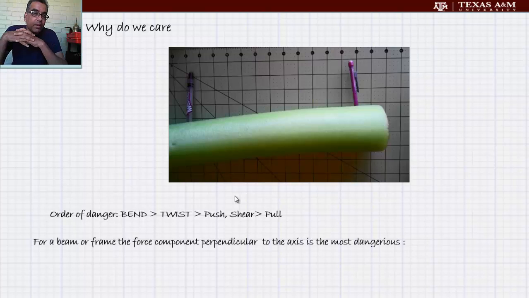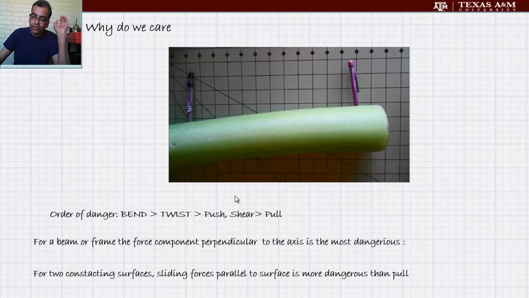For a beam or a frame, you know what a beam means, right? Bar. Frame means a collection of bars joined together. So for a beam or a frame, the force component that's perpendicular to the axis is really critical, because that's what will cause most of the failures.